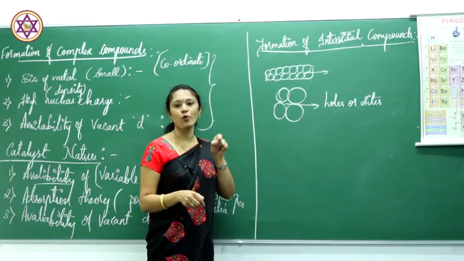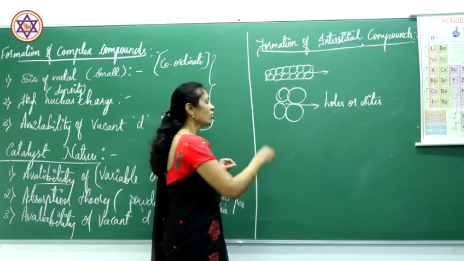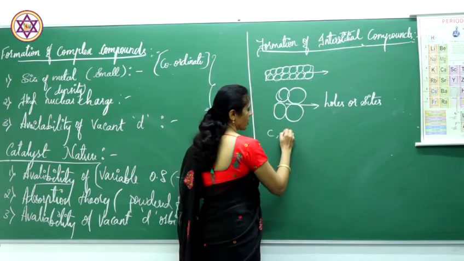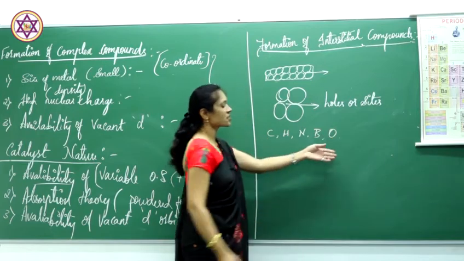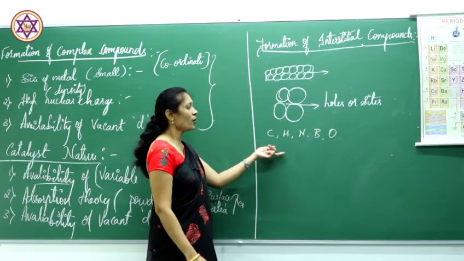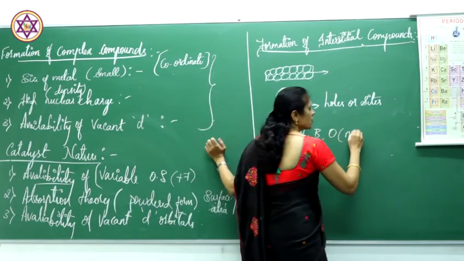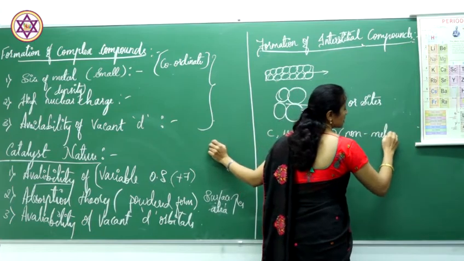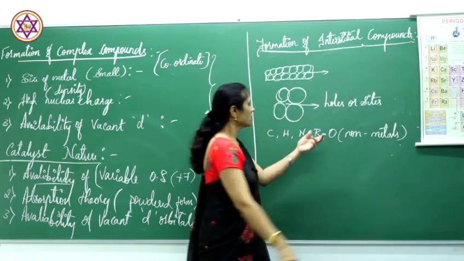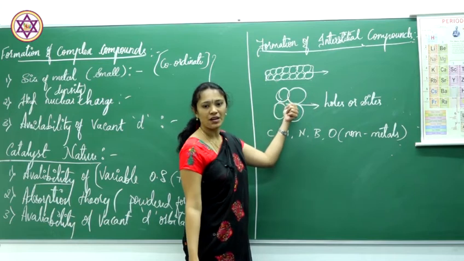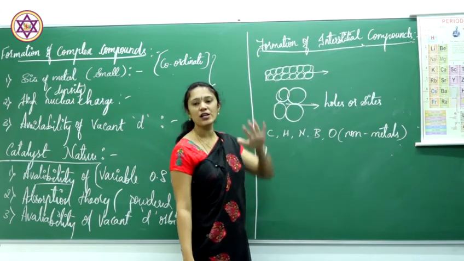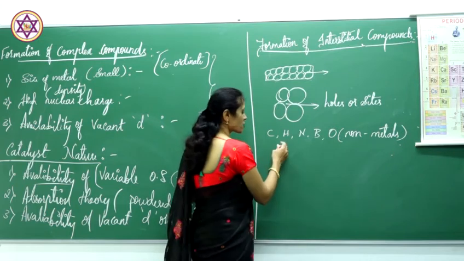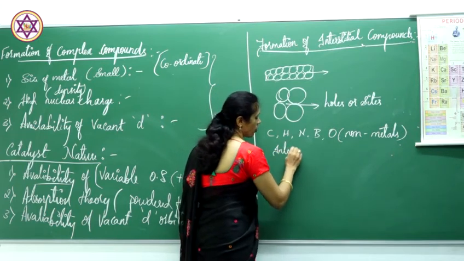Hydrogen, chlorine, boron, oxygen. These are all non-metals. That is carbon, hydrogen, nitrogen, boron, oxygen. These are nothing but non-metals. When these non-metals come and attach with the metals, occupying the empty space, they are called interstitial compounds.